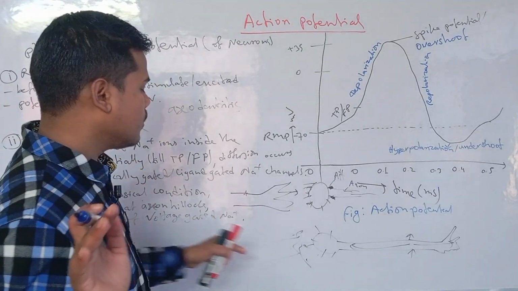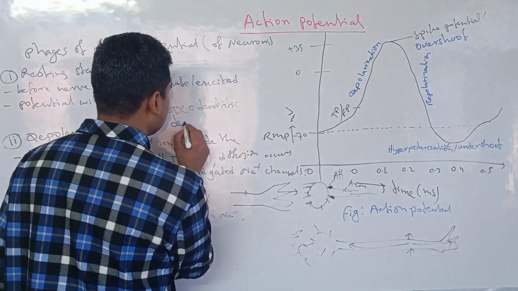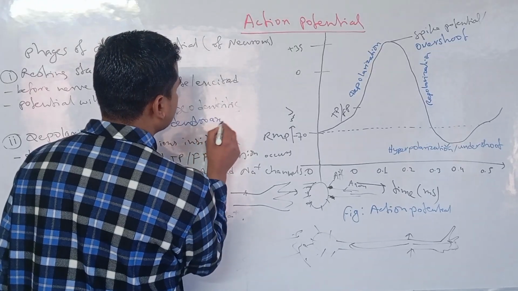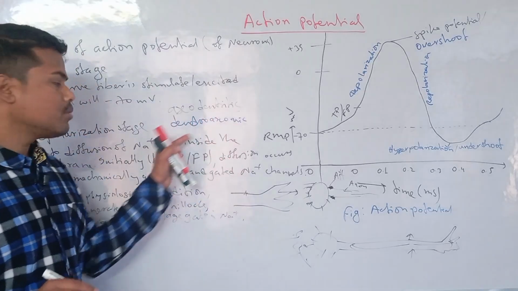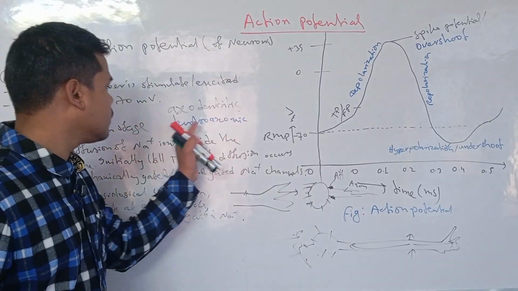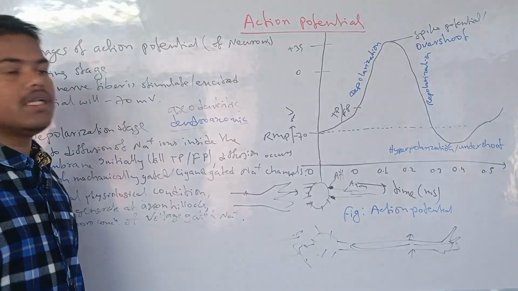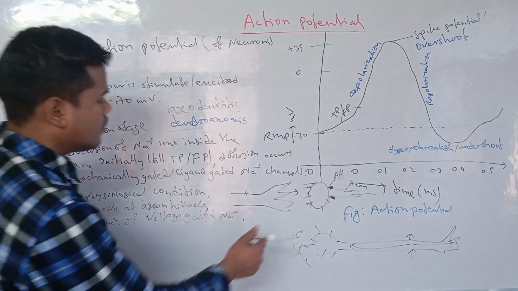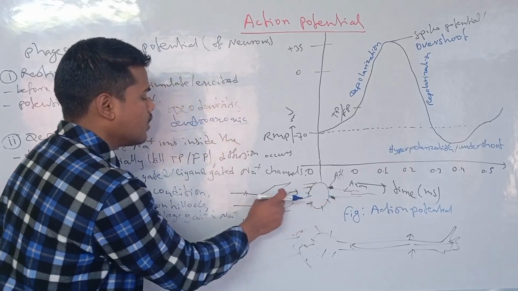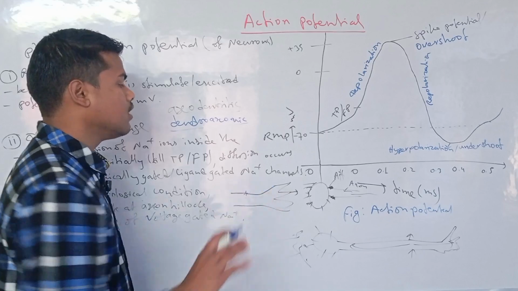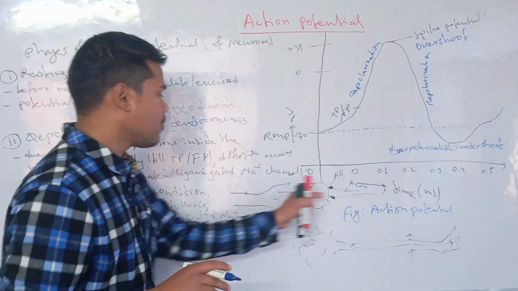And very rarely there is also the dendroaxonic synapse, that is, a synapse between the dendrites and axon. This is found in very rare cases, and in that case the transmission will occur from the dendrites to the axons also, but this is very rare.